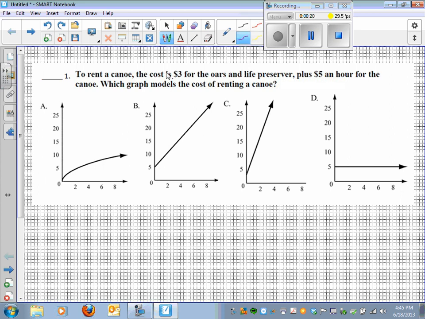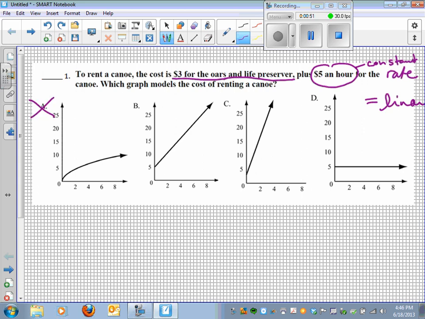The cost is $3 for the oars and life preserver, plus $5 an hour for the canoe. This is a constant rate per hour, okay? Which means that this is going to be linear. It doesn't change, okay? If it was $5 for the first hour, $6 for the second, or something like that, then it's changing. But this is always $5 an hour. Constant rate equals linear. So you can go ahead and mark out A immediately, okay?